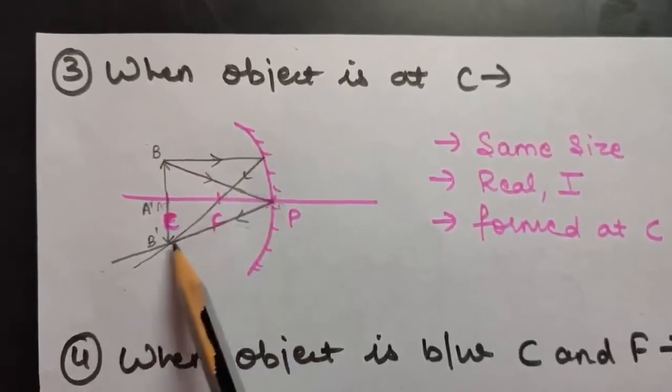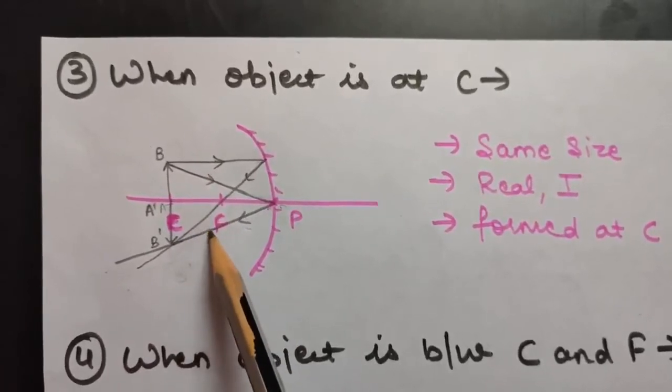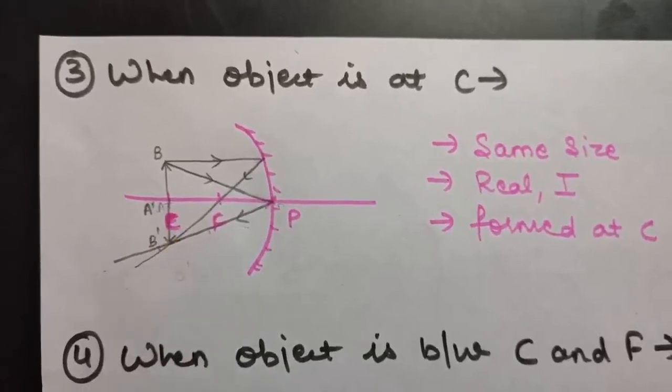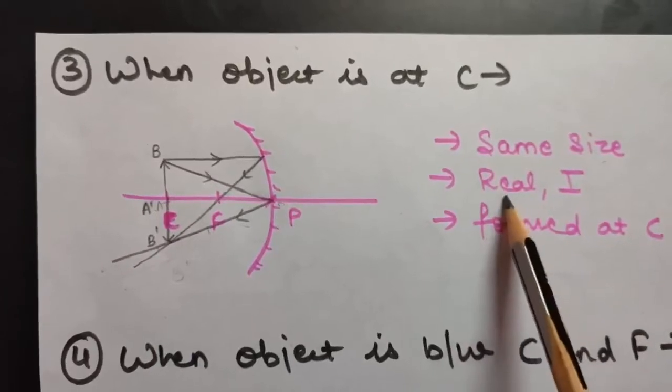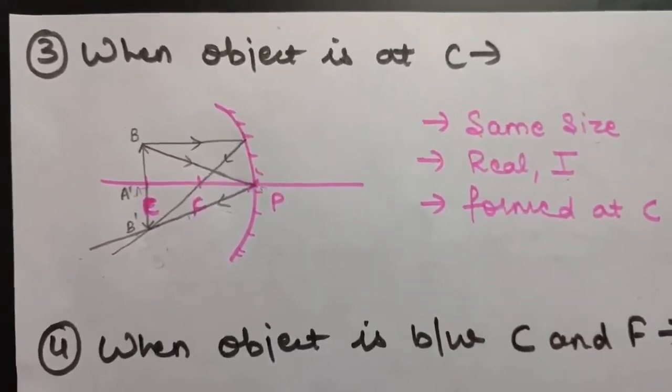So now if you see, this will be the intersecting point of these two reflected rays. So this will be the image formed. So this will be A dash, B dash. So now the same size image will be formed. It will be real and inverted, and it will be formed at C when the object is at C.